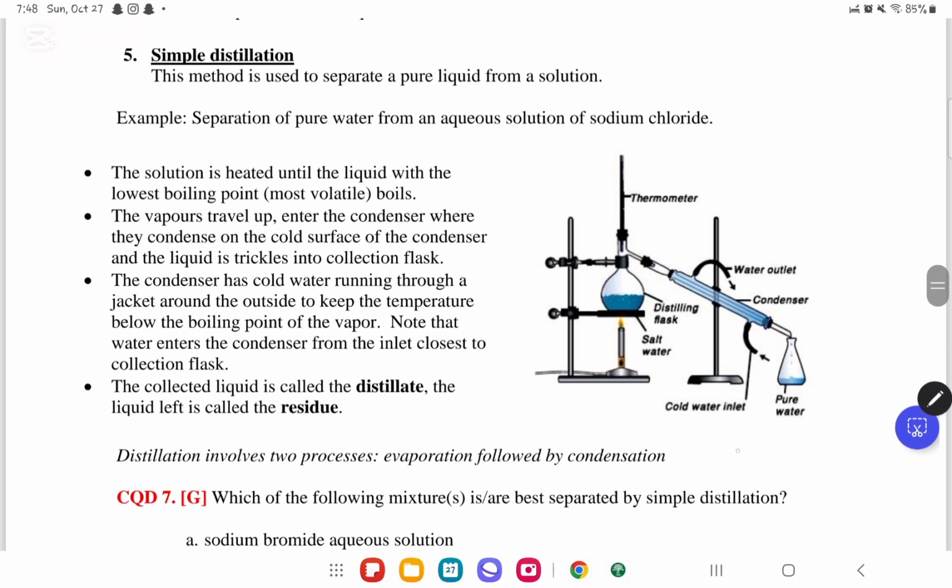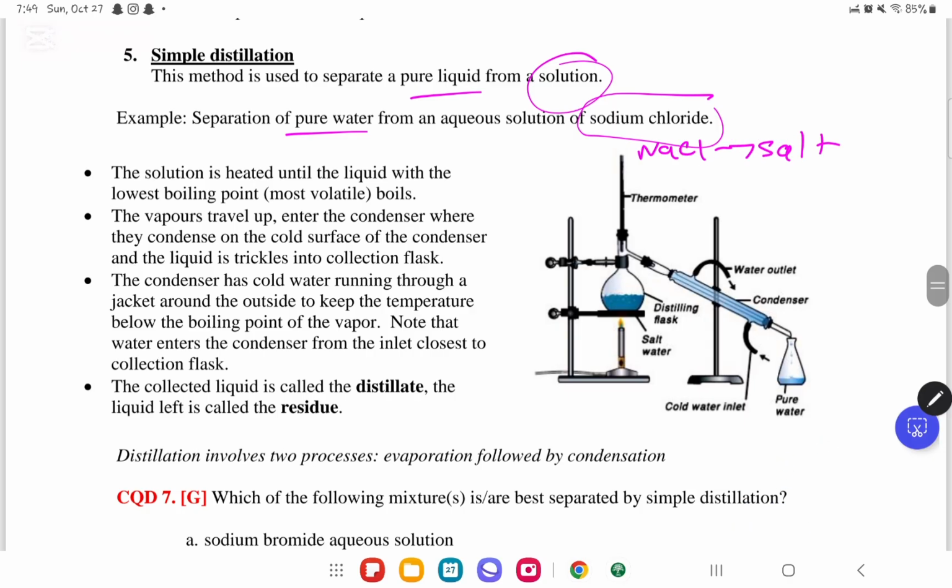Now, simple distillation is a method used to separate a pure liquid from a solid, or sorry, not necessarily a solid. It's more a pure liquid from a solution. So, for example, you're gonna separate pure water from an aqueous solution of sodium chloride, which is NaCl, which is table salt. So what are they gonna do?